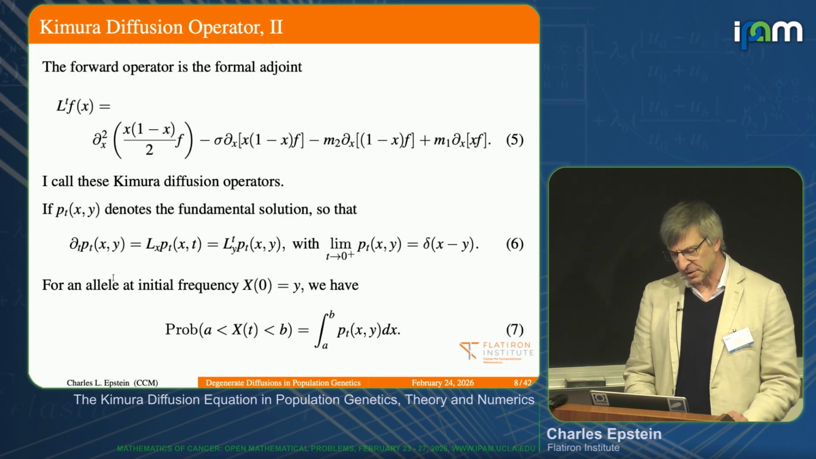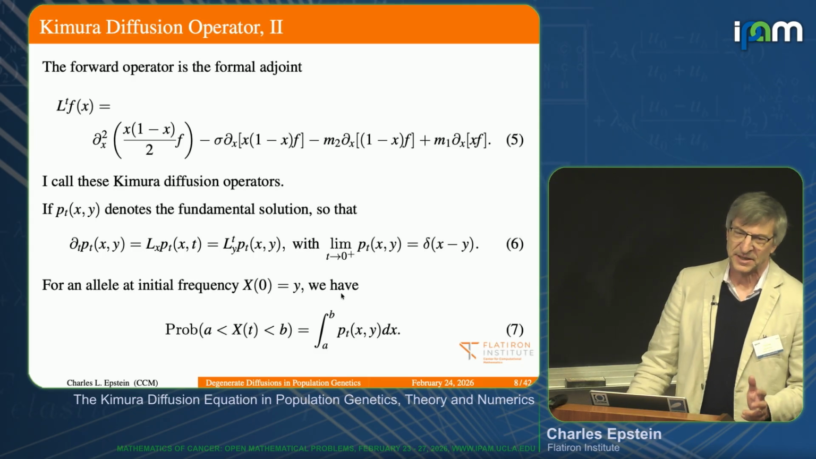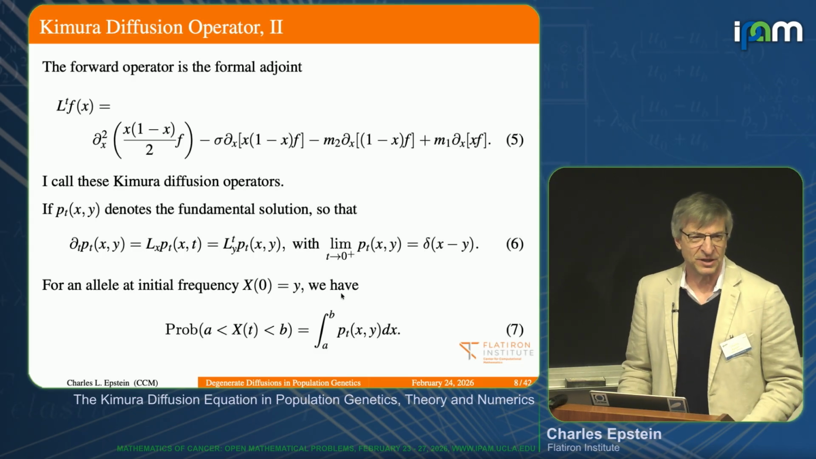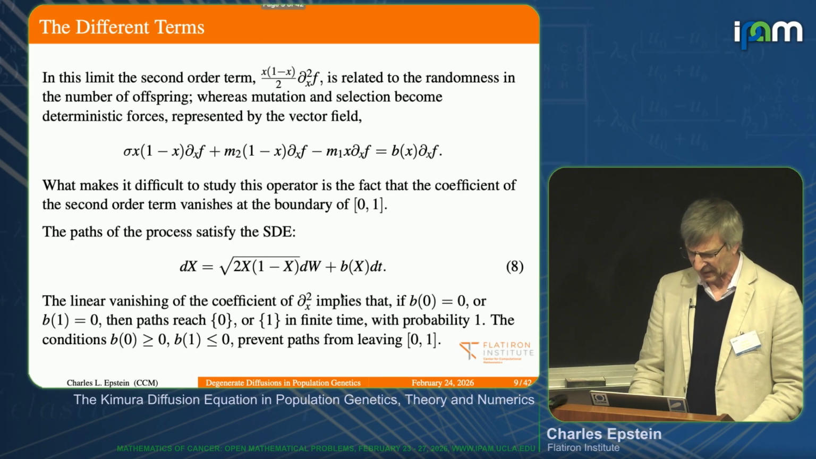And how do we understand this? Well, if we start out with an allele at time 0, which is at frequency y, then the meaning of this function is just that the probability that at time t, the frequency will be between a and b, you just get this by integrating in the x variable from a to b. So that's a sort of continuous time, continuous space Markov process.